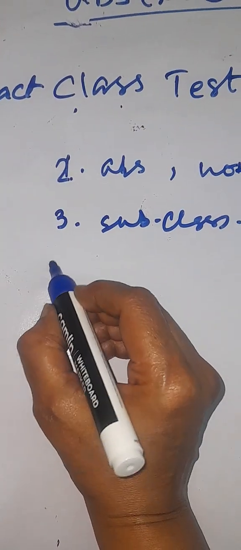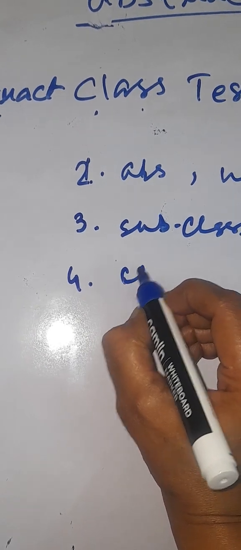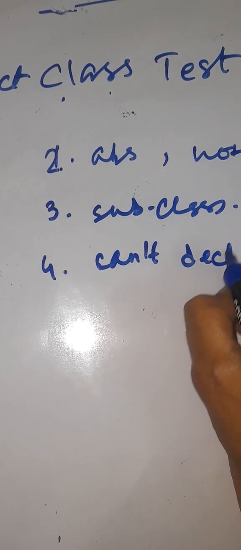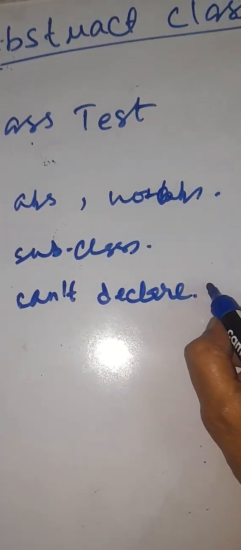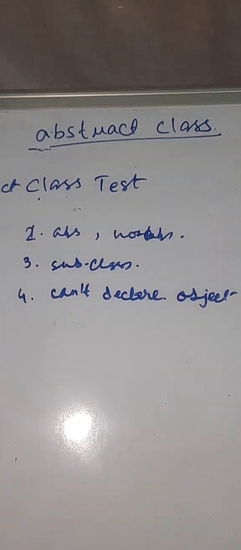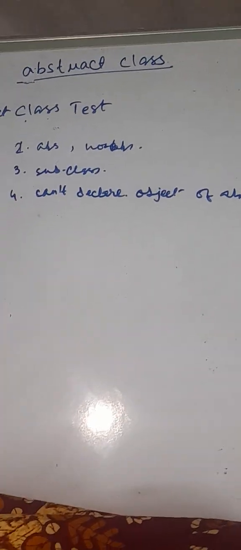Why? Because you can't declare any object of the abstract class. So that's why you always have to declare a subclass, and with the help of the subclass object you can access the members of the abstract class. Clear? You can't declare the object of the abstract class, it is not possible. This is the key point of the abstract class.